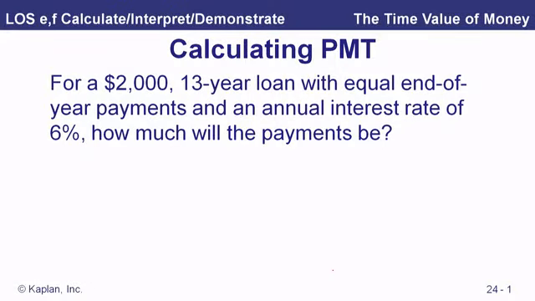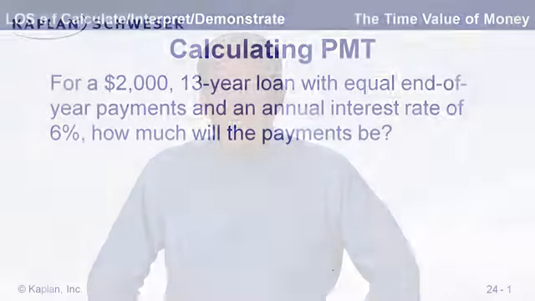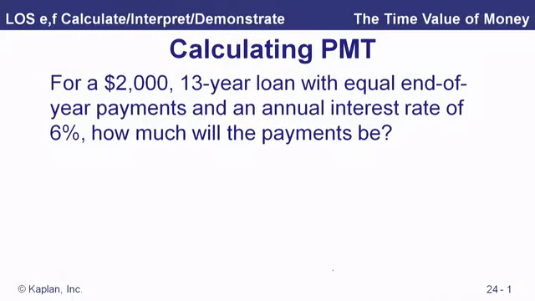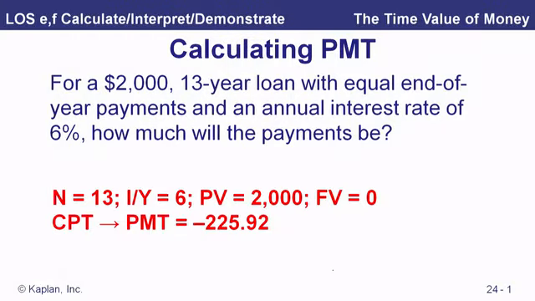Well, let's calculate payment once more for a $2,000 13-year loan with equal end-of-year payments and an annual interest rate of 6%. How much will the payments be? So this isn't like our bond where we had interest payments and a maturity value or face value paid at the end. These are going to be equal payments to repay this 13-year loan. So we've got 13 payments. We've got an interest rate of 6%. The present value, that's how much we borrow today. And we're calculating the payments we're going to have to make to pay this back.